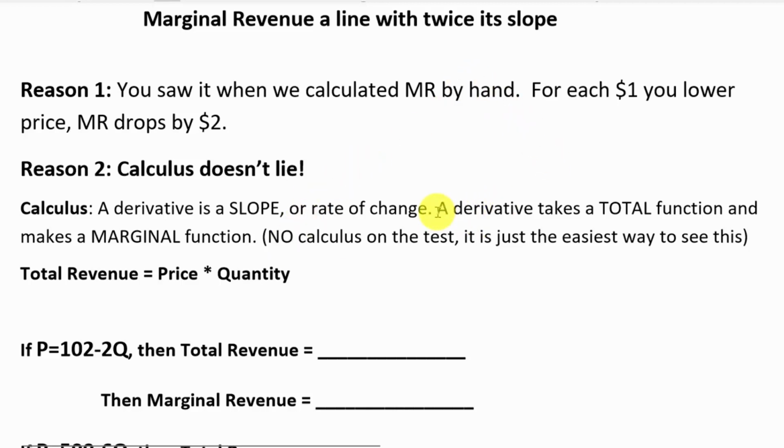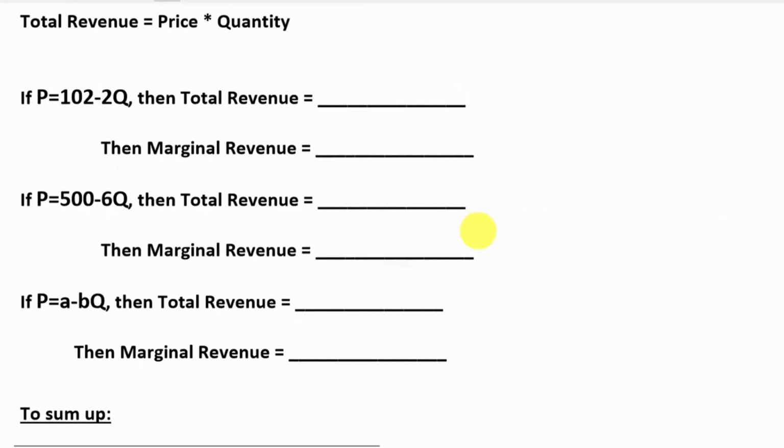And what a derivative does in economics, and why economists use derivatives all the time, is that a derivative takes a total function, like total utility, or total cost, or total product, or total revenue. And when you take a derivative of that function, you get marginal utility, marginal cost, marginal product, or marginal revenue. So again, I'm not going to put any calculus on my test for Introductory Micro, but this is just the easiest way to show this. Let me show you real quickly. And this is actually fun. Now you get to know why you had to have calculus.